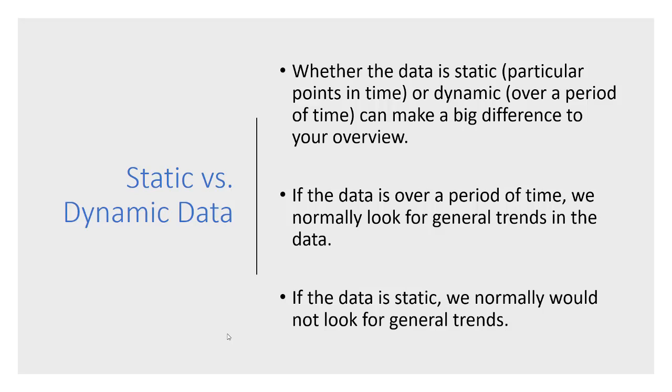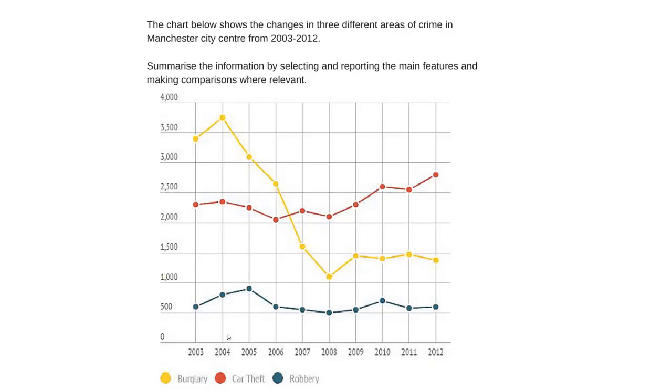If the data is static, we would normally not look for general trends. We'd be looking for other things. So let's look at this one. If we were to look at this data source, the first question we would ask ourselves is it static or is it dynamic? So static would just be one point in time. This starts at 2003 and goes all the way up to 2012. So this is dynamic. It's data that is changing over time. The purpose of the graph is not to show you particular points in time. The overall purpose of the graph is to show you the general trends from 2003 to 2012. So very likely these are going to be our key features.